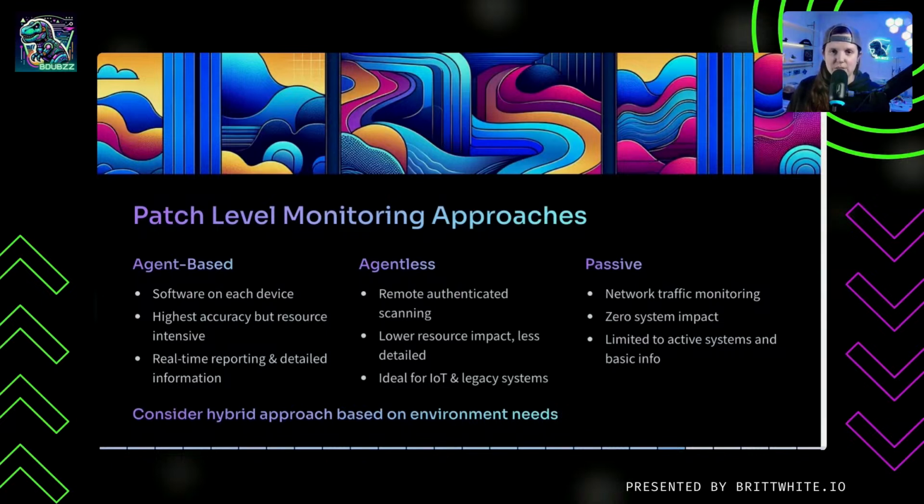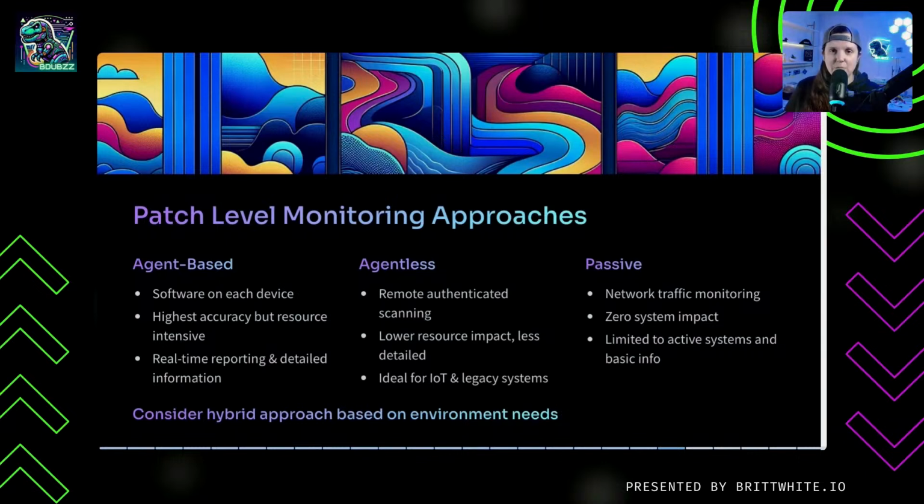Next, we have agentless monitoring. Imagine roaming security guards who check systems remotely. It uses authenticated scanning without requiring that software installation on your target systems. While this is lighter on your resources, you might miss some of the detailed information that agent-based monitoring provides. This approach is ideal for systems where agent installation just isn't practical, such as IoT devices or legacy systems.